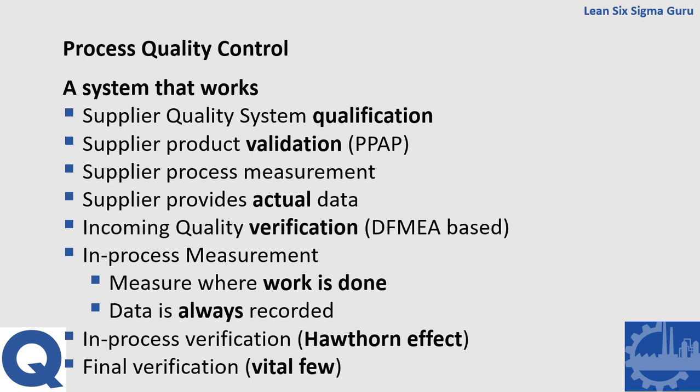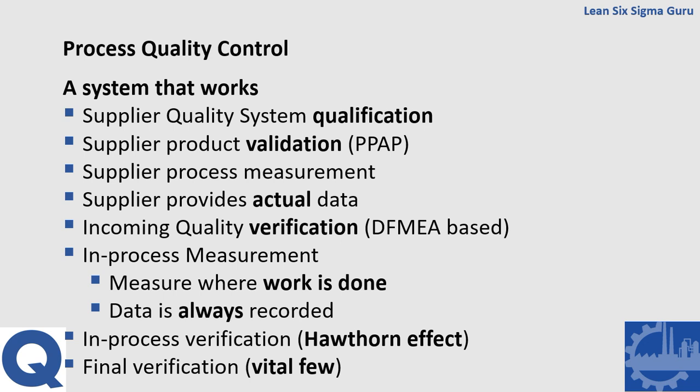We do an incoming quality verification, and that is based upon the DFMEA. The design FMEA will list all of the components and which ones are critical and which functions of those are critical. That's how we know what needs to be monitored and controlled from a supplier side. And we do in-process measurement. We measure where the work is done, and the data is always recorded.